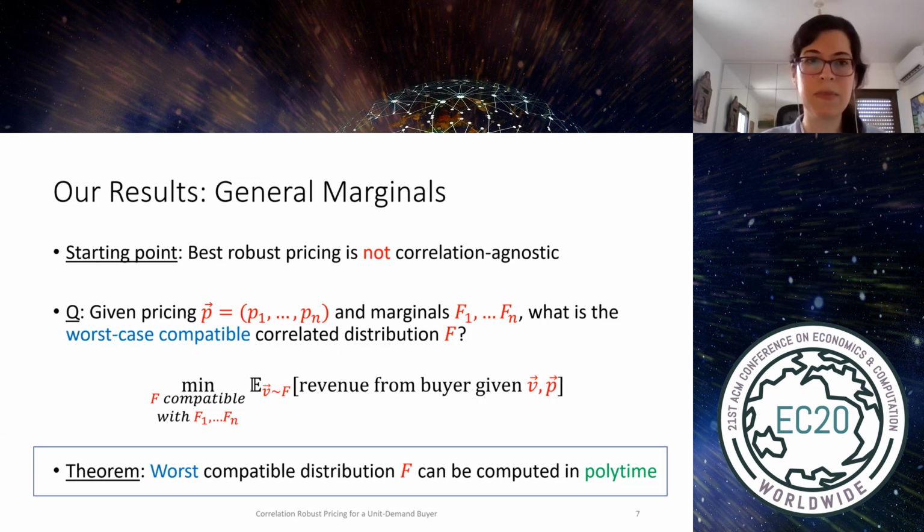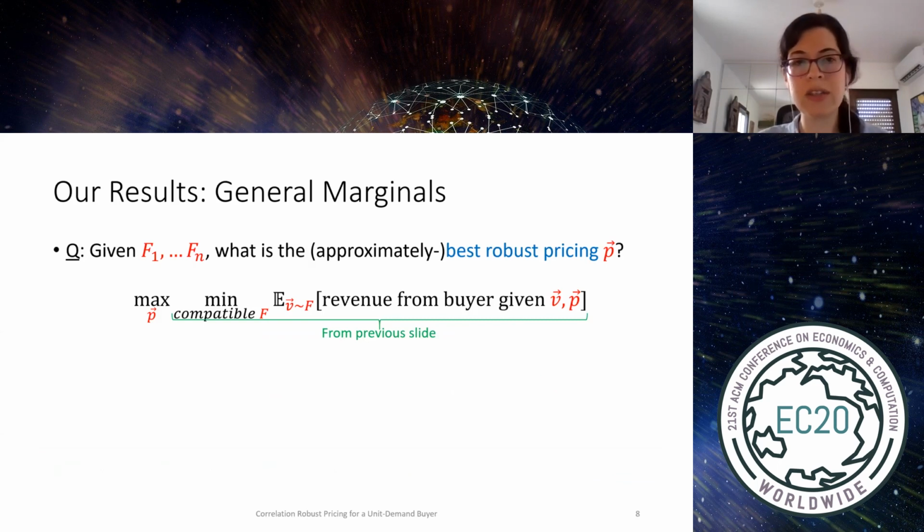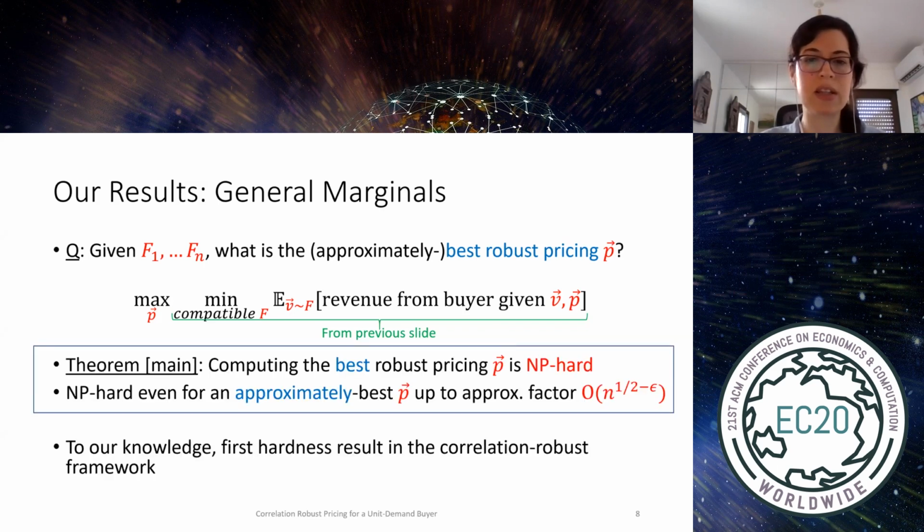What if you don't know the pricing? What if you only know the marginals and you need to find the best robust pricing, or maybe approximately best robust pricing? So mathematically, this looks like taking the expression from the previous slide and maximizing it over all possible pricings. So this becomes kind of a max-min computation. Our main result is that computing the best robust pricing is NP-hard, and in fact, it's NP-hard even for an approximately best pricing, up to an approximation factor of roughly square root of n. To our knowledge, this is the first hardness result in the correlation robust framework.